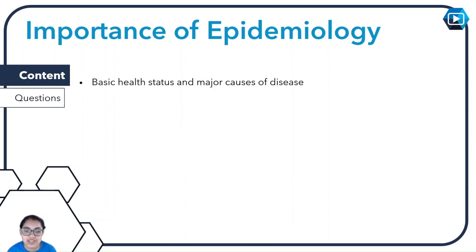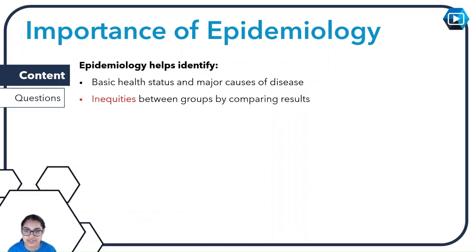So firstly, epidemiology helps us identify and measure the basic health status of Australians and also the major causes of disease. And by knowing the major causes of disease, we are able to counter them, we are able to create programs and initiatives to counter them. So that's the first thing.